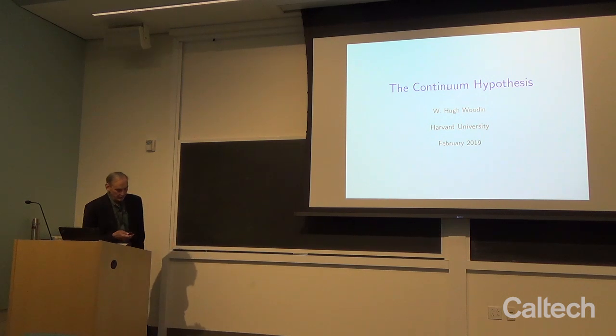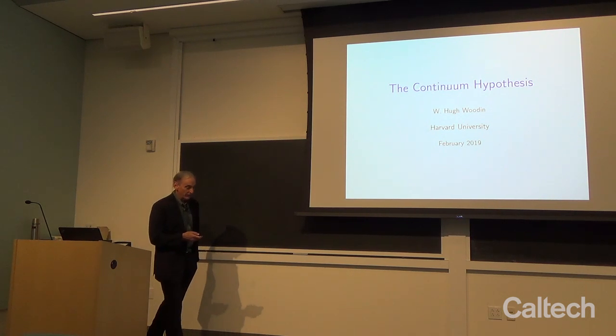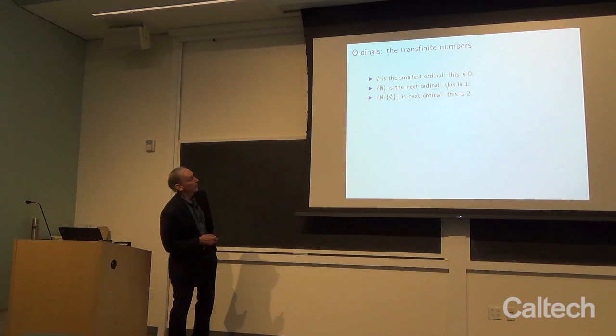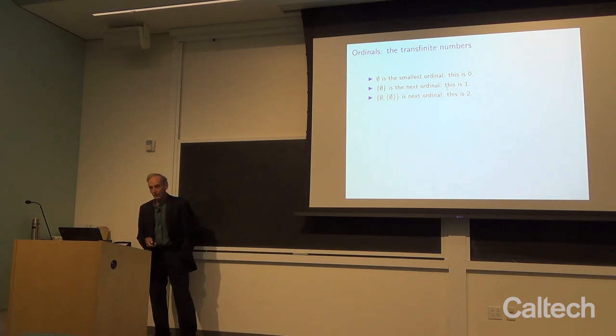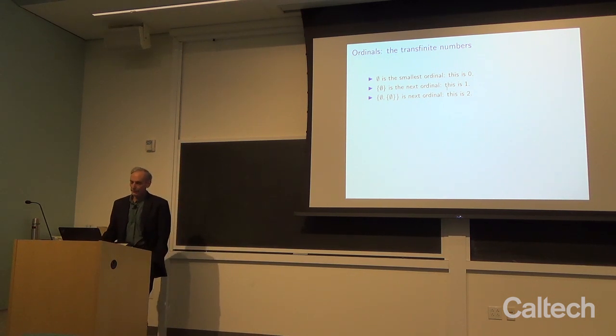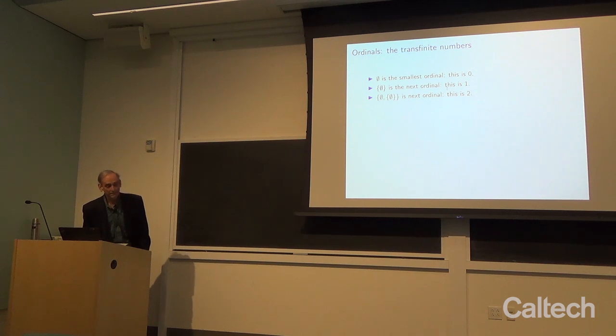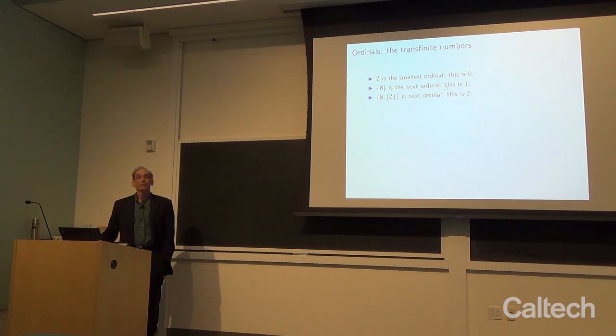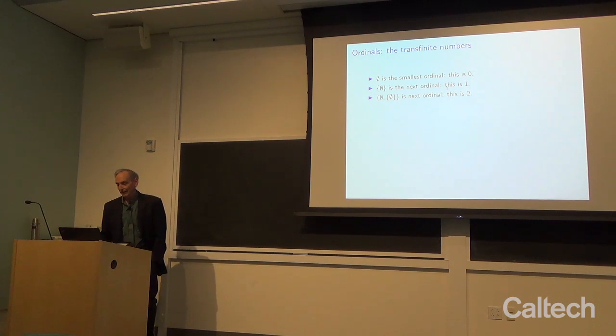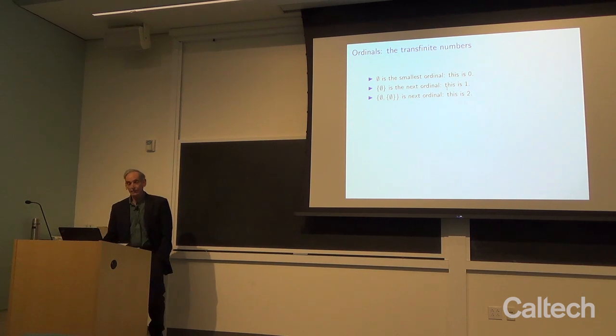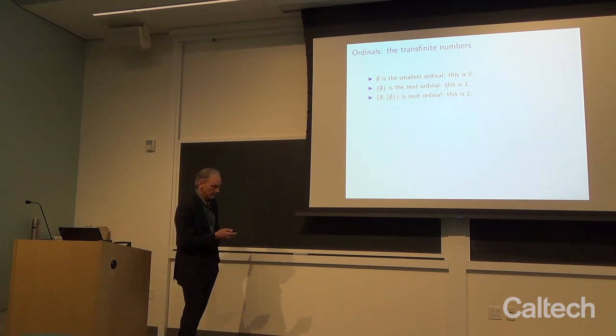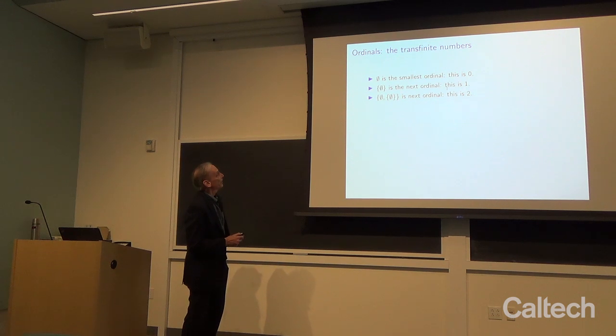Okay, I want to talk about the continuum hypothesis. I'm going to start slow. So I want to introduce you to the ordinals. These are the transfinite numbers. Everything's a set for me. So the simplest set is the empty set. That's the ordinal 0. The ordinal 1 is the set whose only member is the empty set. You take these two, you get the ordinal 2.